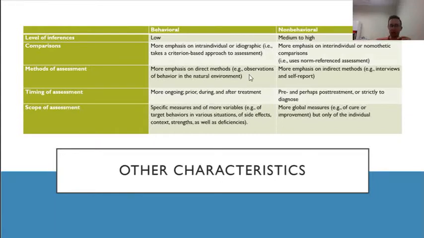And then scope of assessment. On the behavioral side, you have specific measures and more variables. So of target behaviors in various situations, you're assessing side effects, the context where behavior occurs, strengths as well as deficiencies of the student's repertoire. So those are some other characteristic ways in which behavioral and traditional approaches to academic assessment differ.